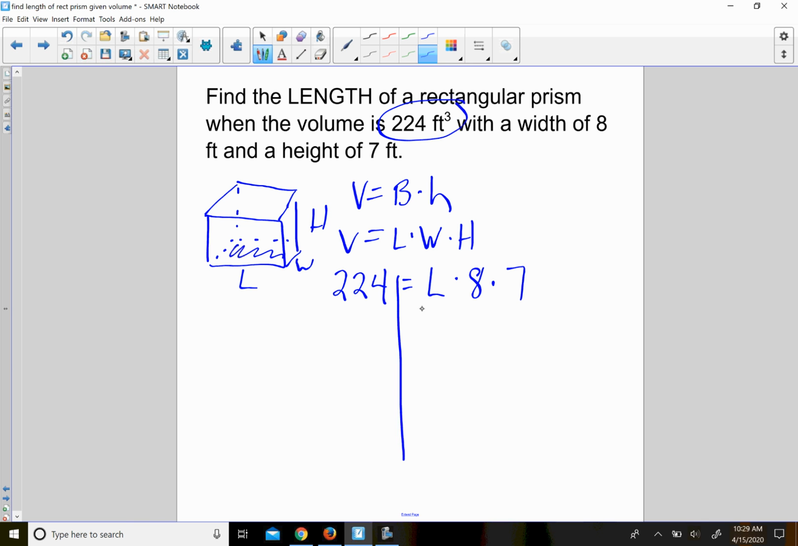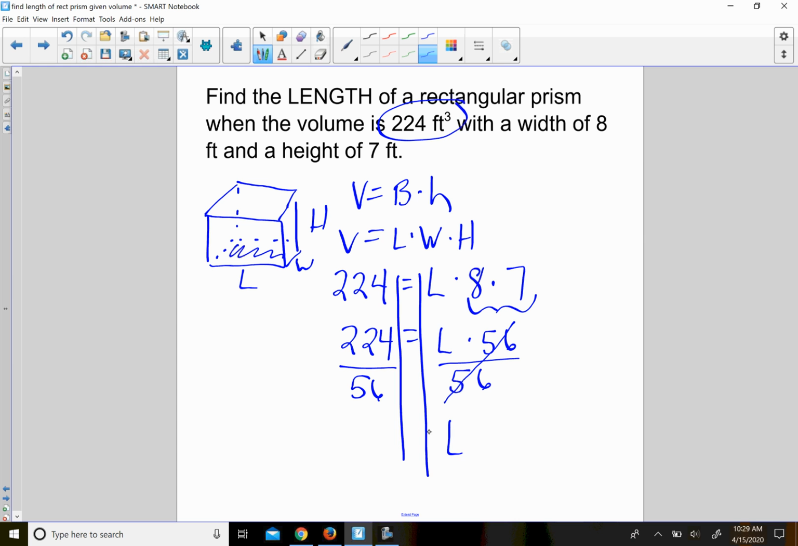So I'm going to go through this like an equation here. Let's do 8 times 7, that's 56. So 56 times something is 224. So my job now is to get the length by itself to get the answer. So how do you undo multiplication? You got it. We're going to divide both sides by 56. So 56 divided by 56 cancels, leaving the length.